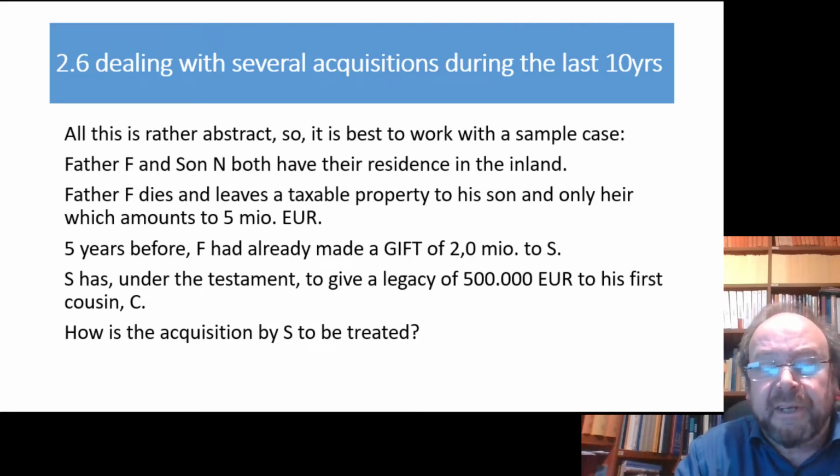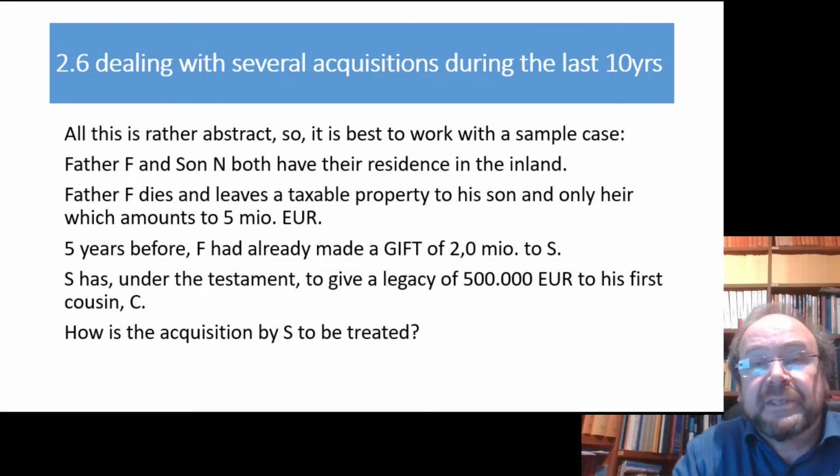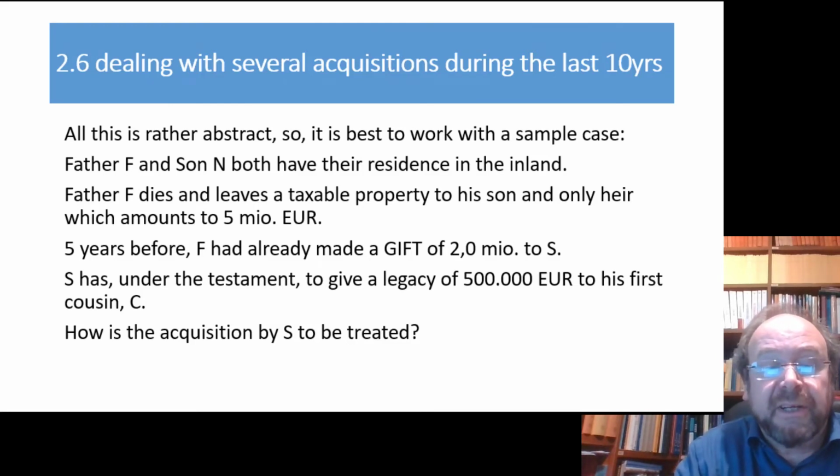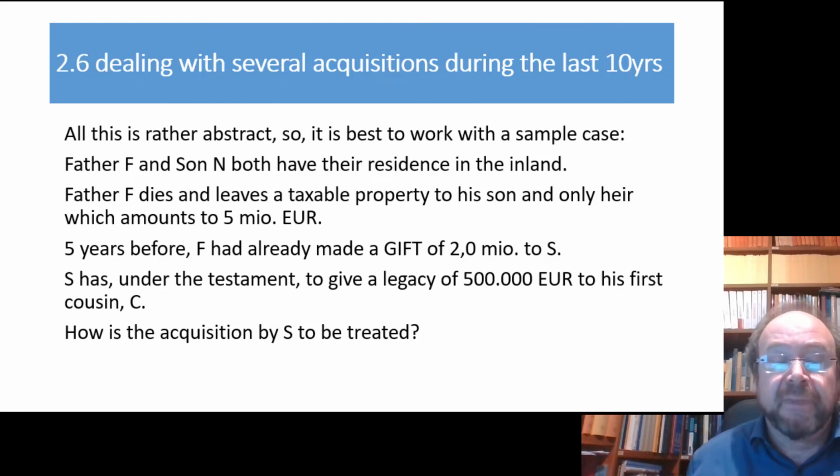And the father dies and leaves the taxable property to the son, and that is 5 million. Now, 5 years before, F had already made a gift of 2.0 million to the son. The son now has to give, under the testament, a legacy of 500,000 to his first cousin C. And now the question is, how is the acquisition by S to be treated?